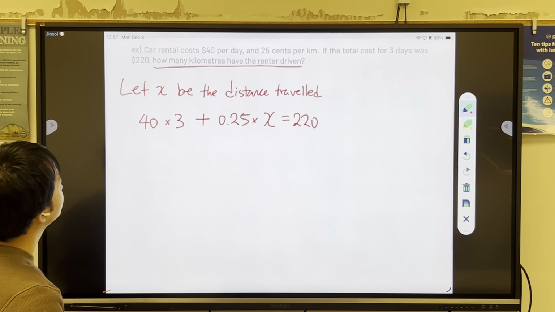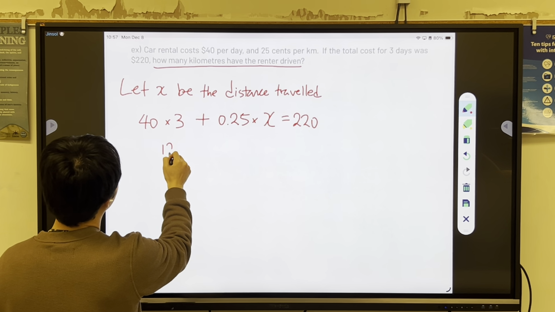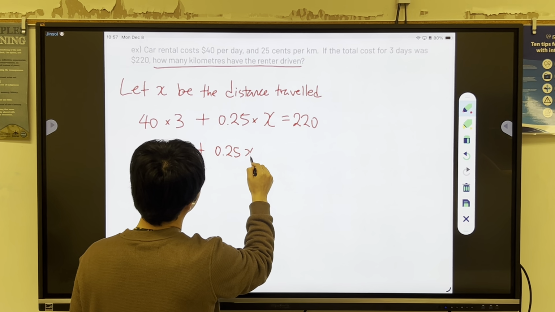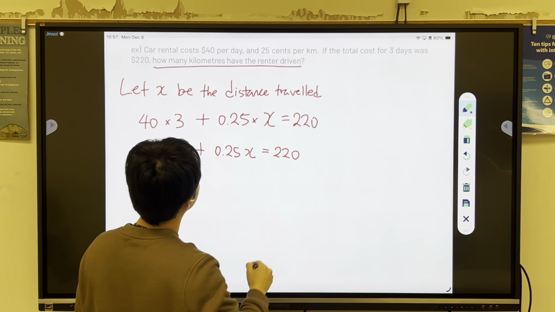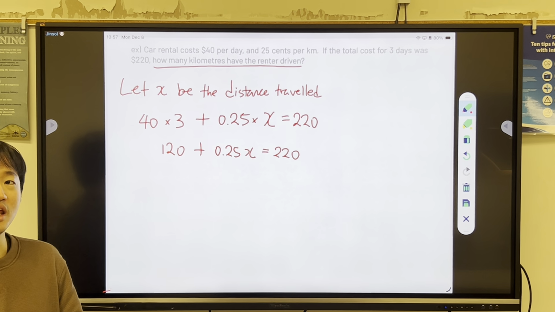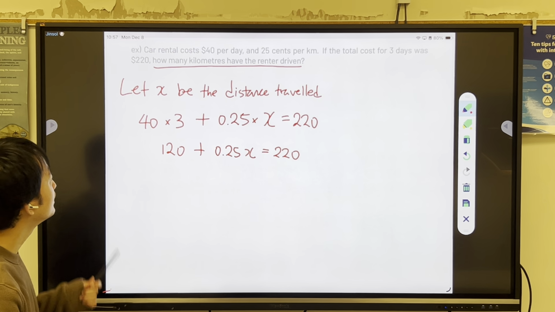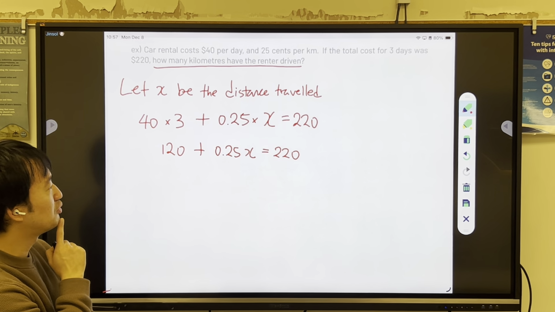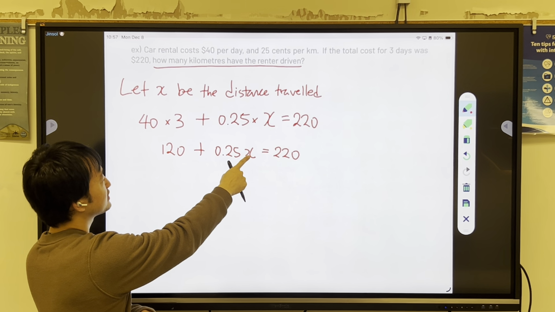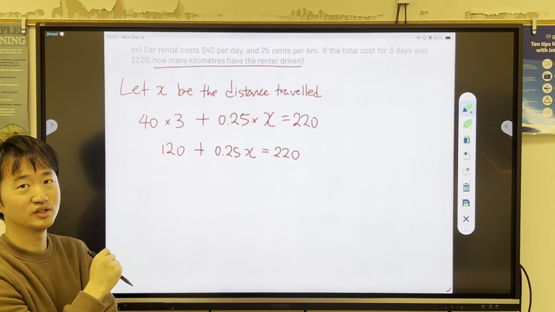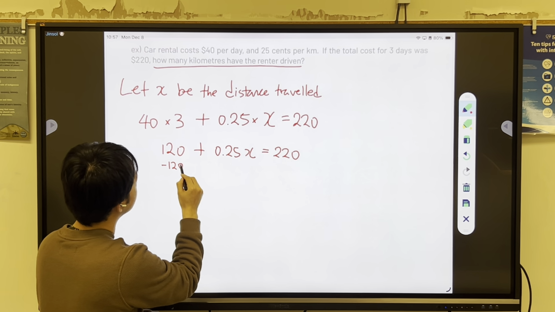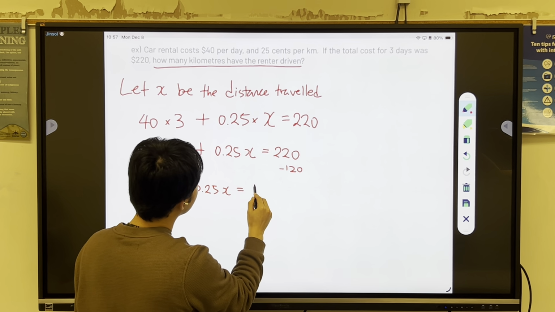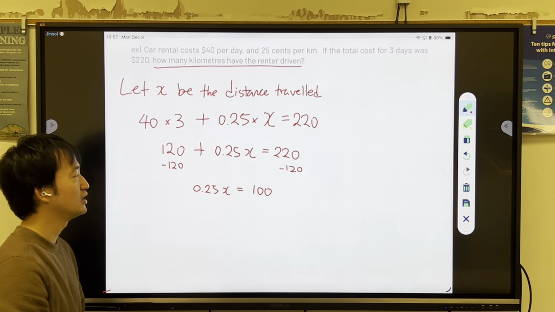Let's simplify this expression a bit. 40 times 3 is 120. And 0.25 times x, let's write it as 0.25x here, equals 220. So this is setting up the equation using the two-step equations. Let's solve this. First thing I need to do is identify which operation to undo first. From the x perspective, 120 is the first thing that we need to undo. So let's do minus 120 on both sides. $220 minus 120 is 100.